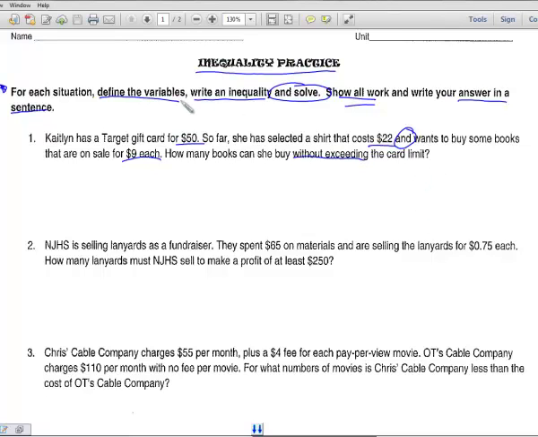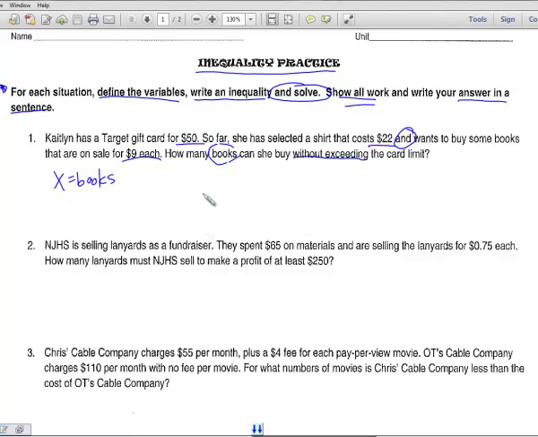Alright, so define the variables. Well, which one is our variable? Our shirt is not, because we already know that the shirt costs $22 and she only bought one. Okay, so that's not going to be our variable. But she wants to buy some books that are on sale for $9 each. How many books? Okay, so that then becomes our variable, the books. You can use any variable that you would like. I'm just going to use x for books.